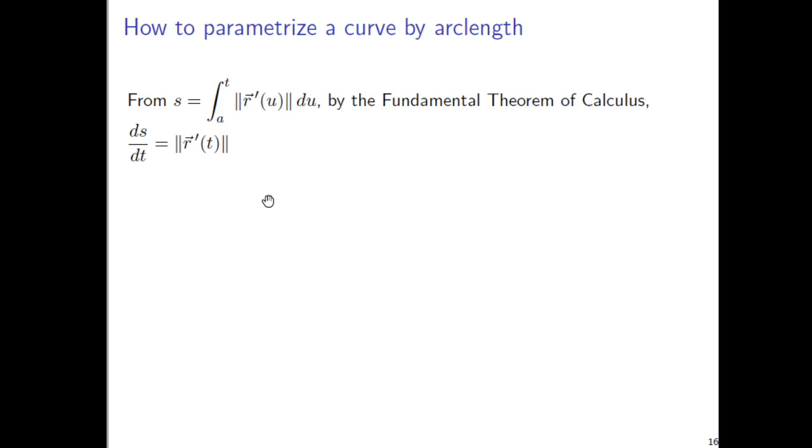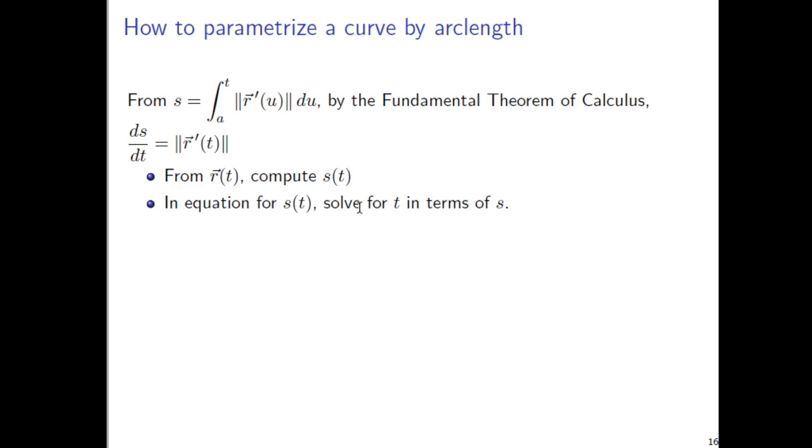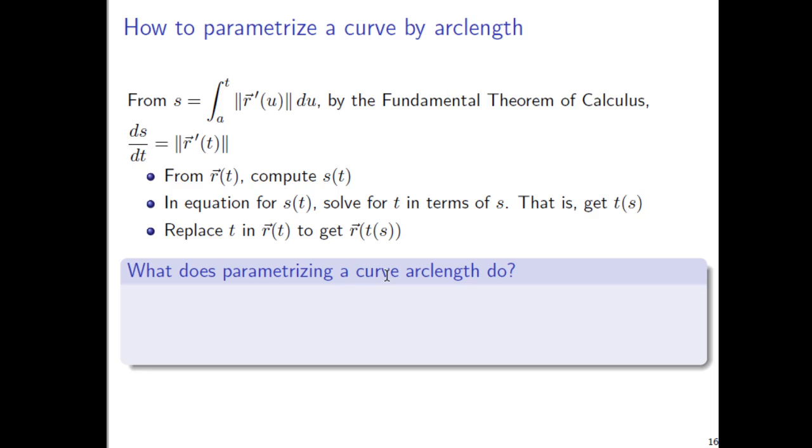the magnitude of r prime of t. And then from the original vector function, you can compute s of t, and in the equation for s of t, solve for t in terms of s. That is, get t of s and then replace t in r of t with this new expression of t that's written in terms of s. This looks like a lot of things to say. Again, please don't overly stress about this. The whole point is just to take a cartoon approach to this.